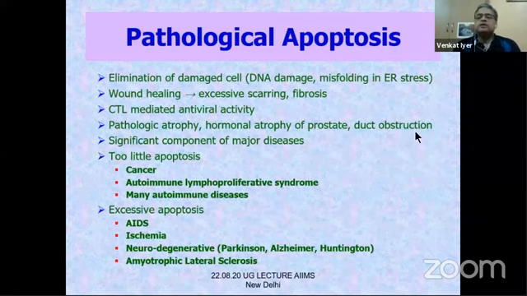If the duct is obstructed, for example, the exocrine pancreatic duct is obstructed, the pancreas undergoes apoptotic atrophy. It's also a significant component of major diseases. It might be because of too little apoptosis, like in cancer or many autoimmune diseases where the self-reacting lymphocytes are not eliminated, or there could be excessive apoptosis, like in AIDS, ischemia, and neurodegenerative diseases.